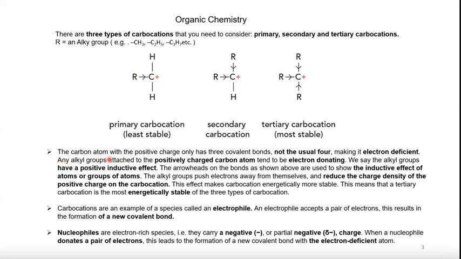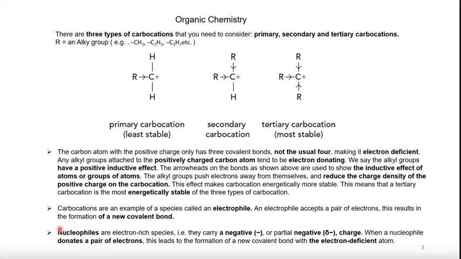So from there, we also know that the primary carbocation is less stable and stability increases, and the most stable is the tertiary carbocation. Okay, now these carbocations are an example of species called electrophiles. What is an electrophile? An electrophile accepts a pair of electrons, and this results in the formation of a new covalent bond.